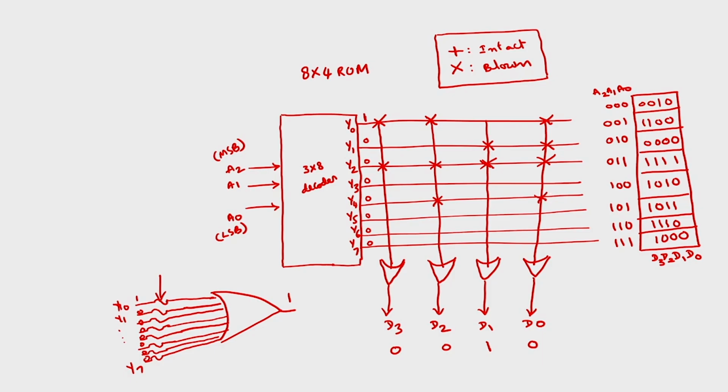Similarly, if I give address lines A2 A1 A0 as 1 0 1, I want the data as 1 0 1 1. So the second D2 OR gate connection has to be broken, Y5 this connection. Then 1 1 0, I want to store 1 1 1 0. So the last OR gate connection has to be broken. And for 1 1 1, the last address, I want to store 1 0 0 0. So only the first connection has to be intact, the remaining 3 have to be broken.